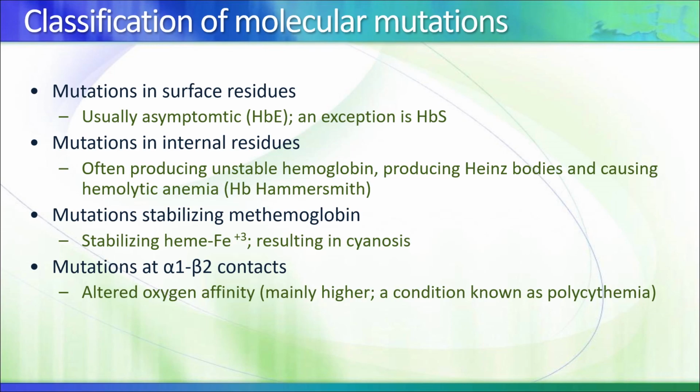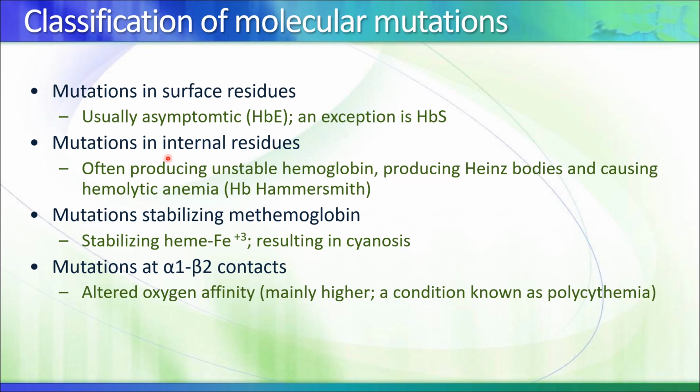Basically we're talking about single point mutations, mainly single point mutations. Now these mutations can take place anywhere in the hemoglobin molecule. They can occur on the surface or they can be internal. If they occur on the surface, usually they are asymptomatic. An example is HbE, and we'll talk about it in a few minutes. Now an exception is HbS, or sickle cell anemia. This is a single point mutation that really causes a dramatic effect on the function of the hemoglobin molecule.